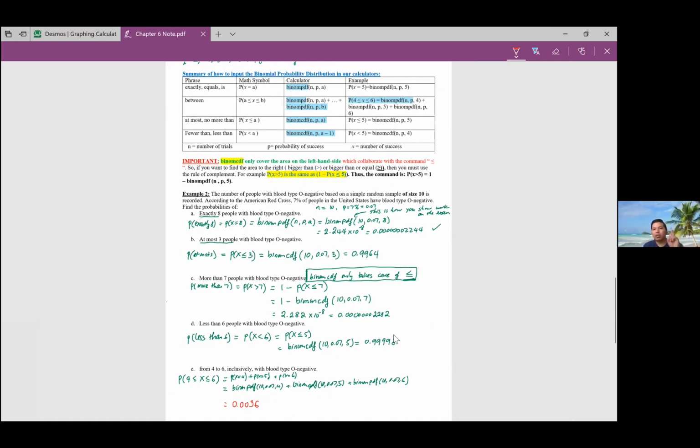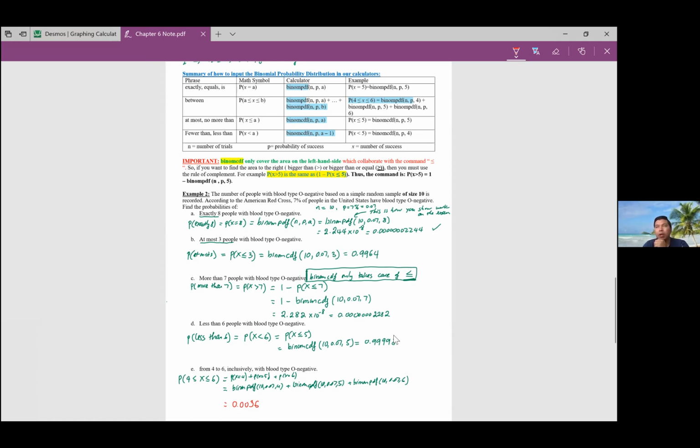All right, remember there's only two options, PDF or CDF. CDF only takes care of less than or equal. So in any other situation, you have to somehow bring it back to less than or equal, yes? And don't think it's too much because it's discrete. So if it is less than 5, it's the same thing as less than or equal to 4, right? Or more than 7 is the same thing as 1 minus less than or equal to 7, right? Think of that logic, very, very simple, right?